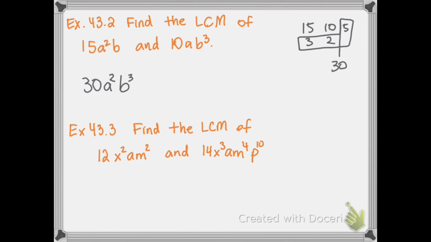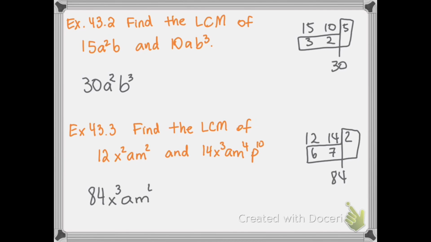And that's the LCM. For the next one, we have 12 and 14, which again, we find the LCM of the numbers first. We can divide by 2. And once we have nothing else in common, we multiply those three numbers and the answer is 84. For the letters, we choose all of them, even if they are not common. So for X2 and X3, I choose X3. A and A, I choose A.